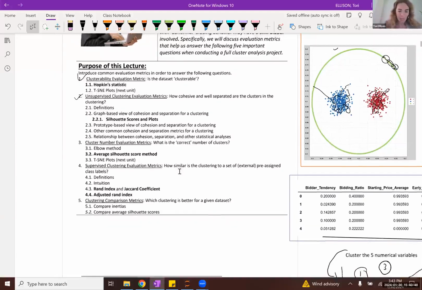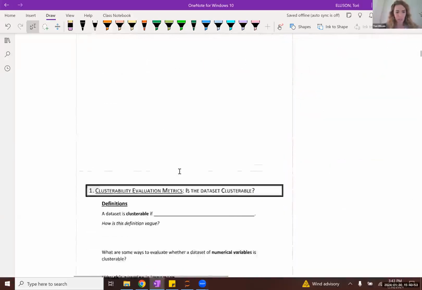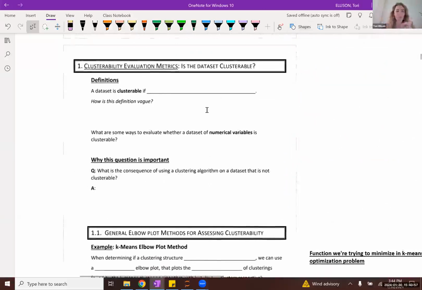All right, so we'll get to all these 5 questions as we move on through the unit. But the first question that we wanted to ask, like we mentioned, is how do we go about evaluating if a data set is clusterable or not? Or in other words, should we even be performing a cluster analysis? So to define a clusterable data set a little more succinctly, we simply describe a data set as clusterable if there exists some distinct grouping in the data.